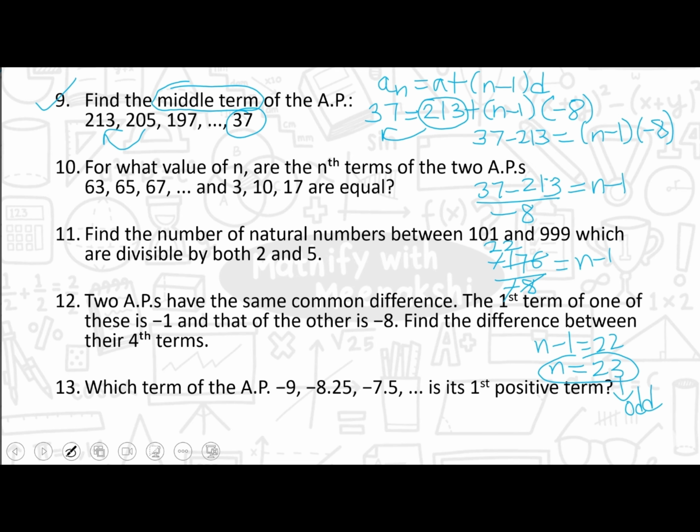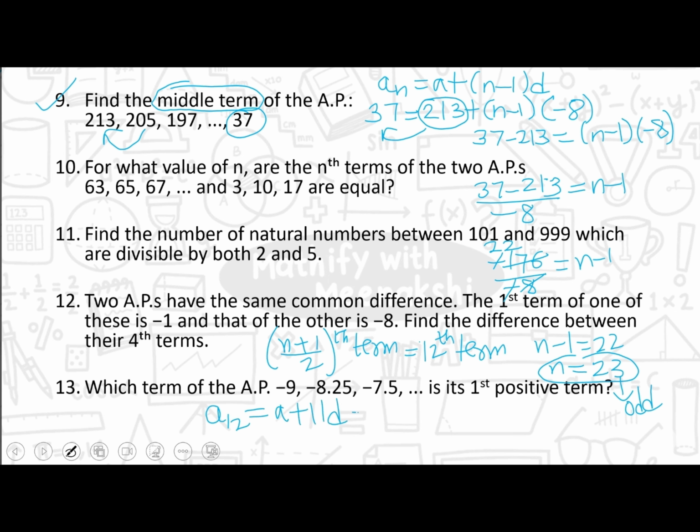Whenever we have an odd number of terms, what's our median? Median is (n plus 1) by 2th term. That means here the middle term you can say is (23 plus 1) by 2. You can say the 12th term is your middle term. Now that means we have to find A12 in this question. Now what is A12? It's A plus 11D.